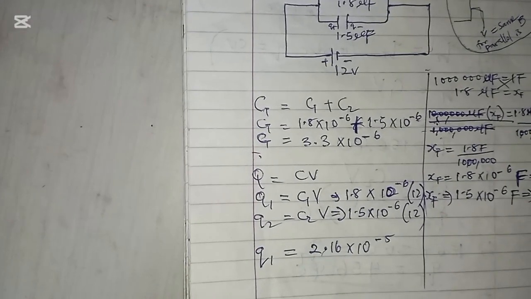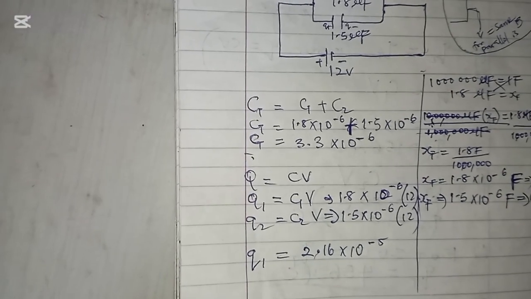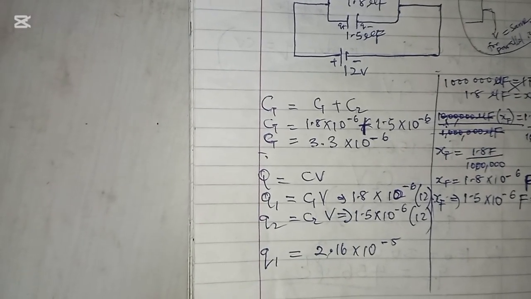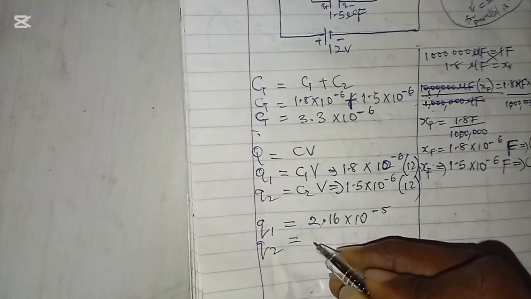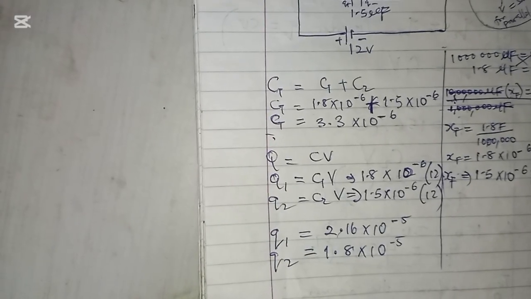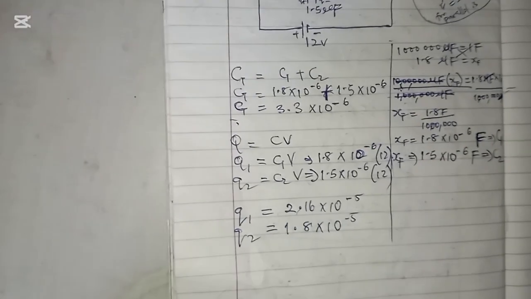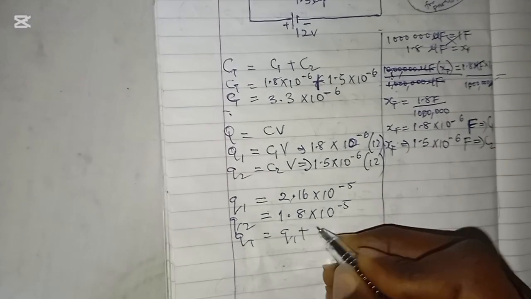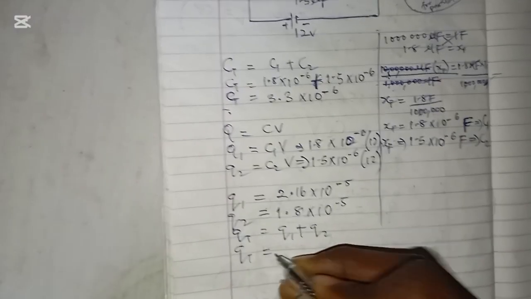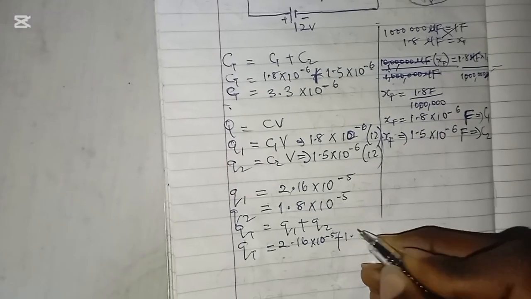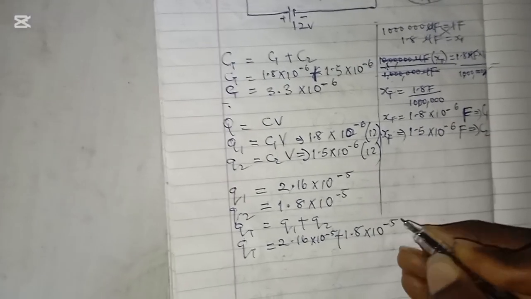Then when you do 1.5 times 10 raised to the power minus 6 times 12, you get Q2 to be equal to 1.8 times 10 raised to the power minus 5. So by the time you do this, you can now see that Q total should be equal to Q1 plus Q2. That is, Q total should be equal to 2.16 times 10 raised to the power minus 5 plus 1.8 times 10 raised to the power minus 5.